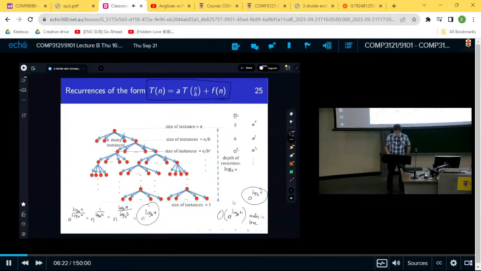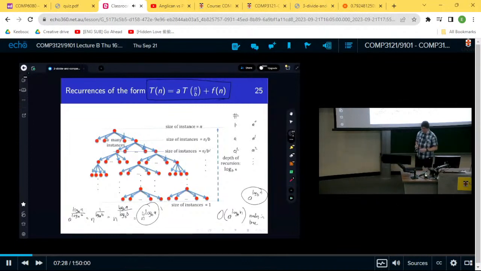We can continue this reasoning and find that at the lowest level, we have instances of size 1. We have a to the power of the recursion depth, which is log b of n, many instances. The number of instances at the lowest level corresponds more or less to the size of the whole recursion tree, because the total number of nodes can be bounded by big theta of the number of nodes at the lowest level. This can also be rewritten as n to the power log b of a. This polynomial is really important, and it's called the critical polynomial in the master theorem. And log b of a is the critical exponent.